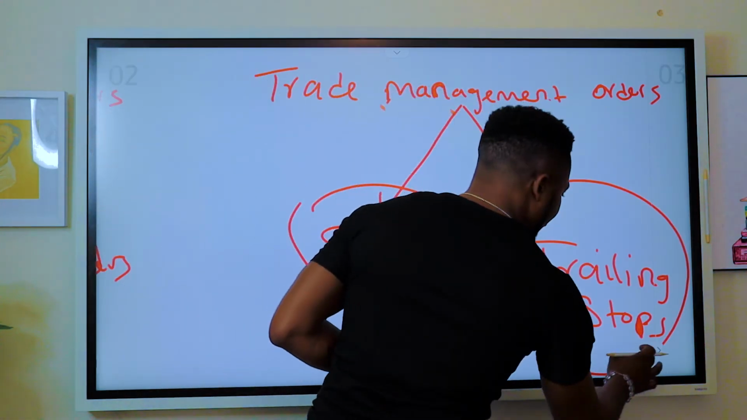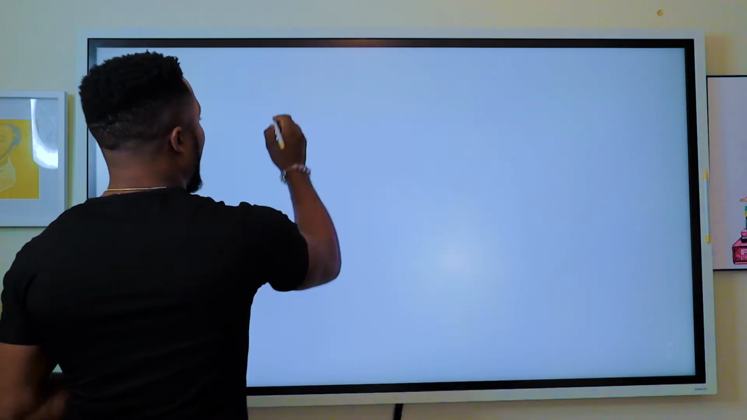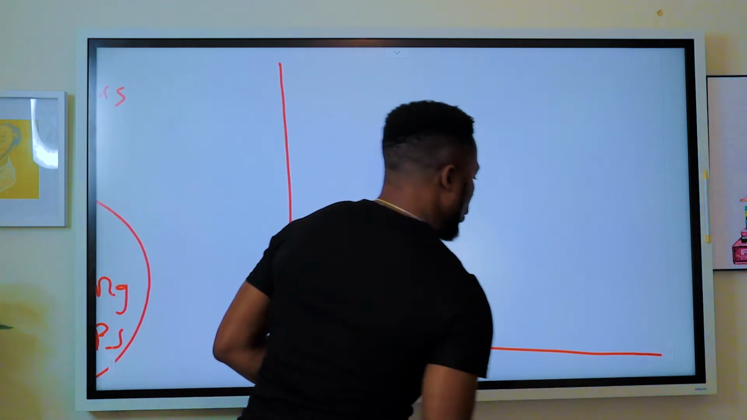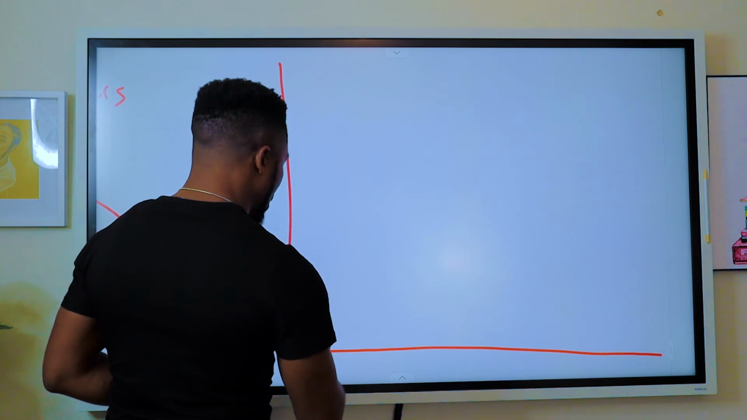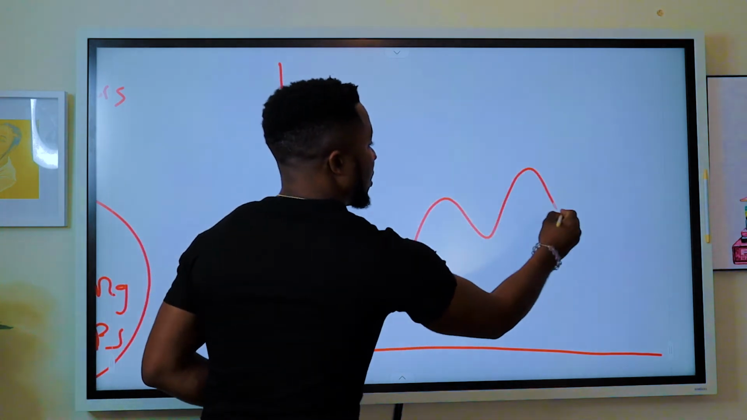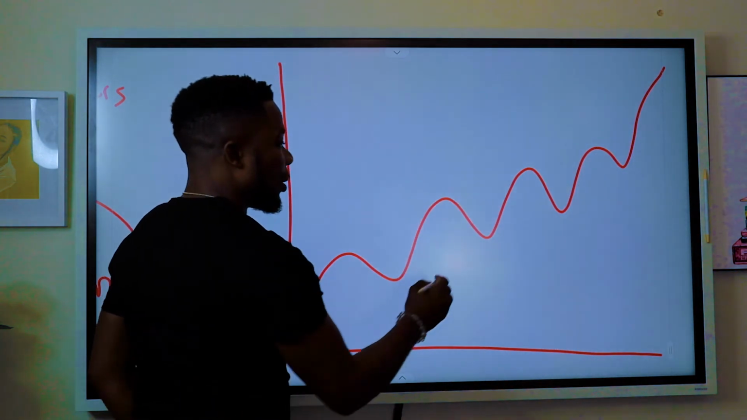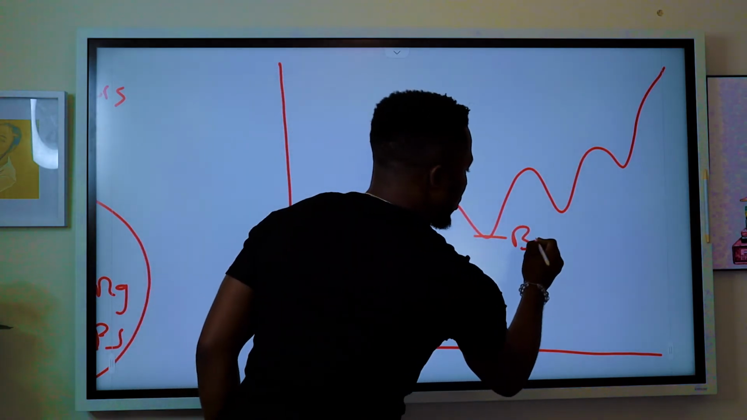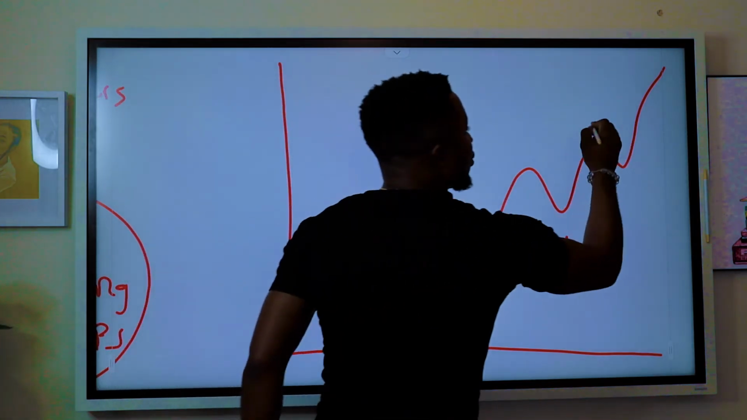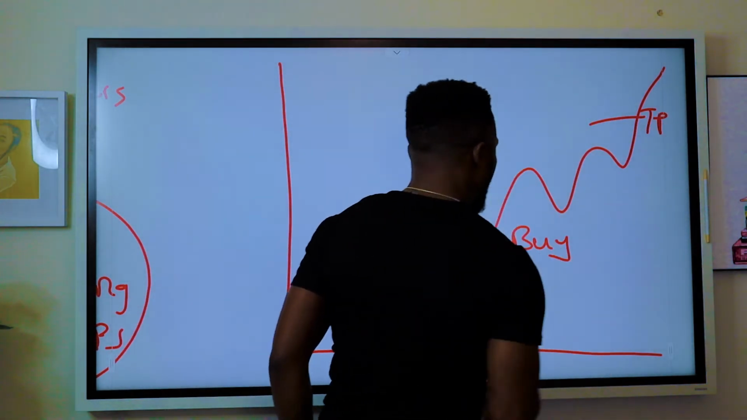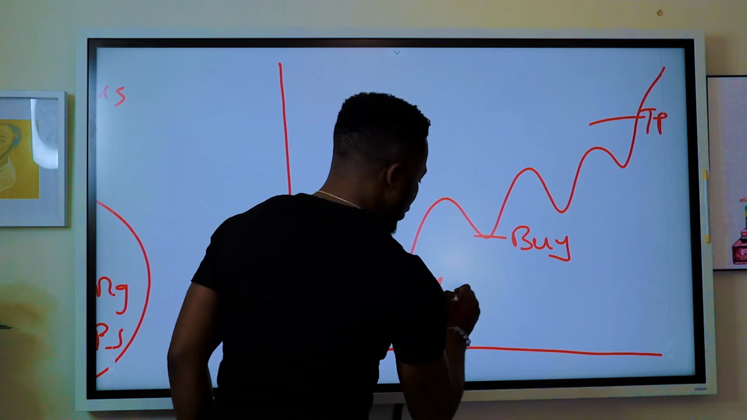So see an example of this. Let's just assume we have our chart here, right? And we bought somewhere here. The chart is going up like this. Good. We buy somewhere here, and our take profit somewhere here. Let's just say our TP somewhere here, and our stop loss somewhere here.